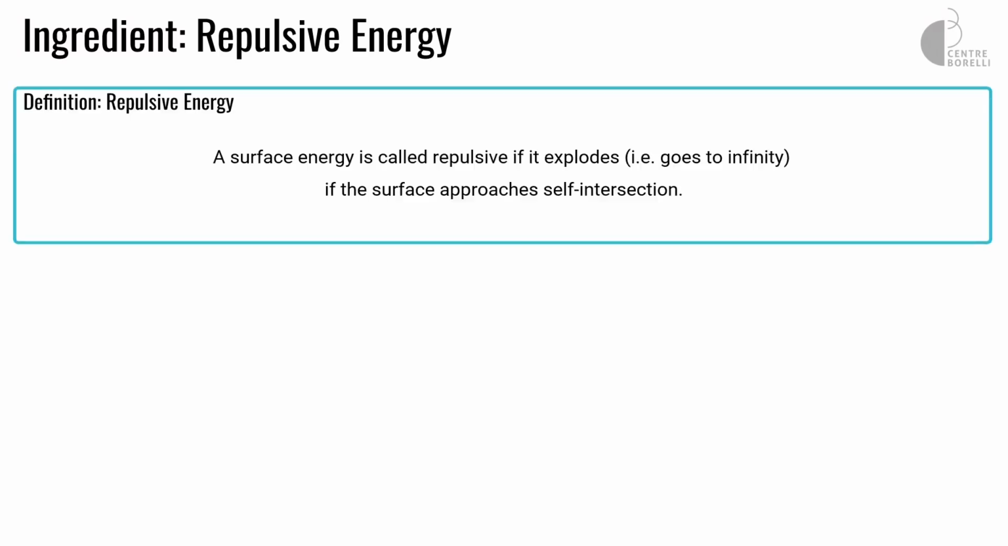A repulsive energy is saying, okay, I have an energy on my surface and I have a surface configuration on my immersion, and it's called repulsive if this energy explodes, meaning it goes to infinity, if my surface approaches self-intersection. And crucially, this also implies that if my surface is self-intersecting, then this energy is infinite. But note it's a bit more, because you have this ramping up, and it's not just suddenly infinite, it grows there. And okay, what kind of energy can we use for this?